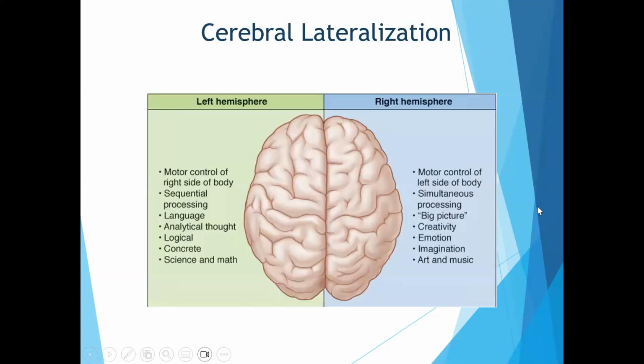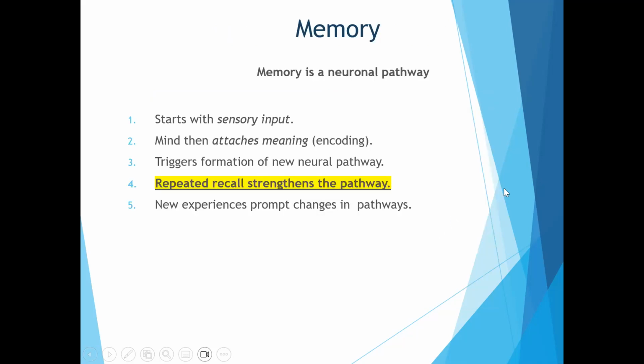Okay, a couple quick things to finish up with. These last few slides are not memorizing slides. This one's just to know there are two different hemispheres of the brain, right and left, and each one has different functions. They control opposite sides of the body, and then they each have their own unique roles in our functions. Memory itself is a neuro pathway. That's how we store memories.